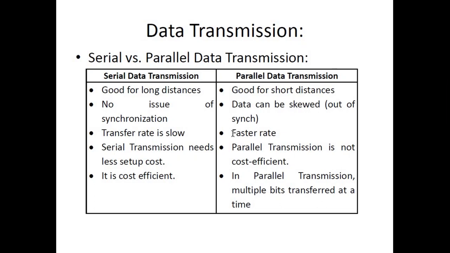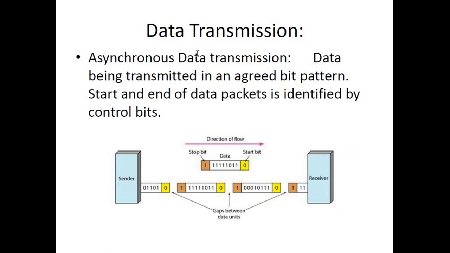Serial transmission needs less setup cost, you only need to purchase one wire. Parallel transmission is not cost efficient because you have to set up and purchase multiple wires. Serial is cost efficient because it only uses one wire. And one major difference: serial transmission sends one bit at a time, whereas in parallel transmission multiple bits are transmitted at the same time.